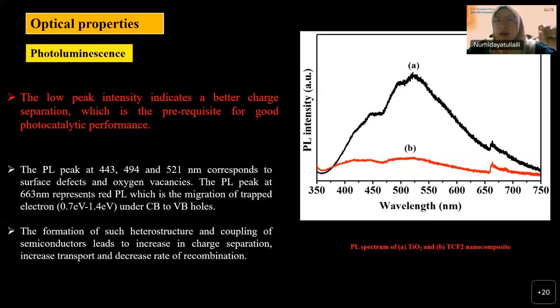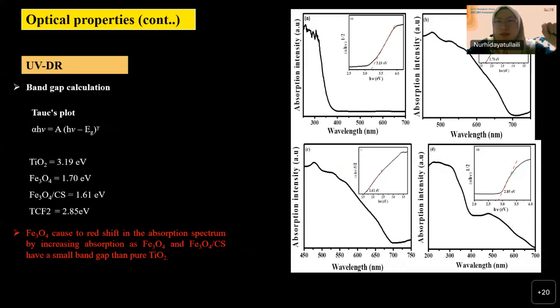And this reduction happens due to the formation of the heterostructures and the coupling of these two metal oxides, the titanium oxide and iron oxide, which can lead to an increase in charge separation, increase the transport and decrease the rate of recombination, making the system stable over the period of the catalytic process. So the band gap has been reduced.